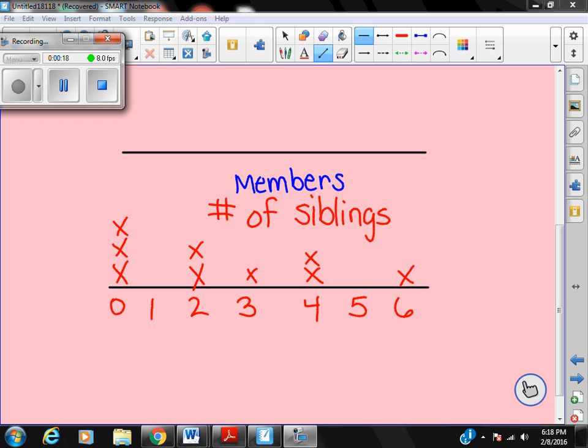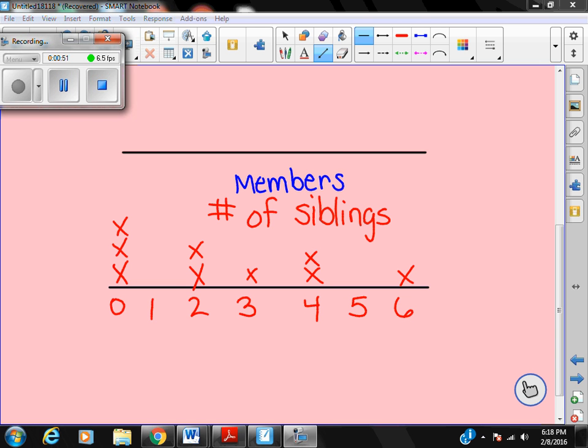So when I look at this line plot, it doesn't look like much, but it actually tells me a whole bunch of information. Each X is for a member that took the poll. And the numbers here are for how many siblings, sisters and brothers, that they have. So when I'm answering questions, I have to keep those two pieces of information in mind. Each X is for a member who answered the survey that we gave, and the numbers here are for the number of siblings.